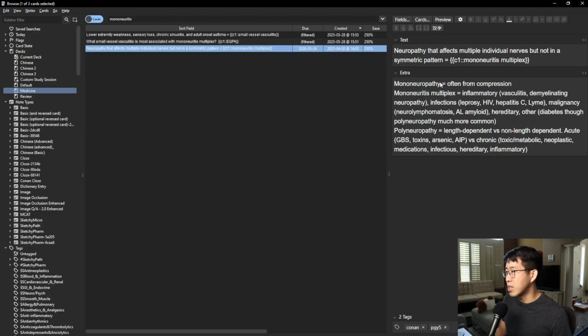So again, mononeuropathy is often from compression. Mononeuritis multiplex has multiple different causes. And then polyneuropathies can be classified into length-dependent or non-length-dependent causes.